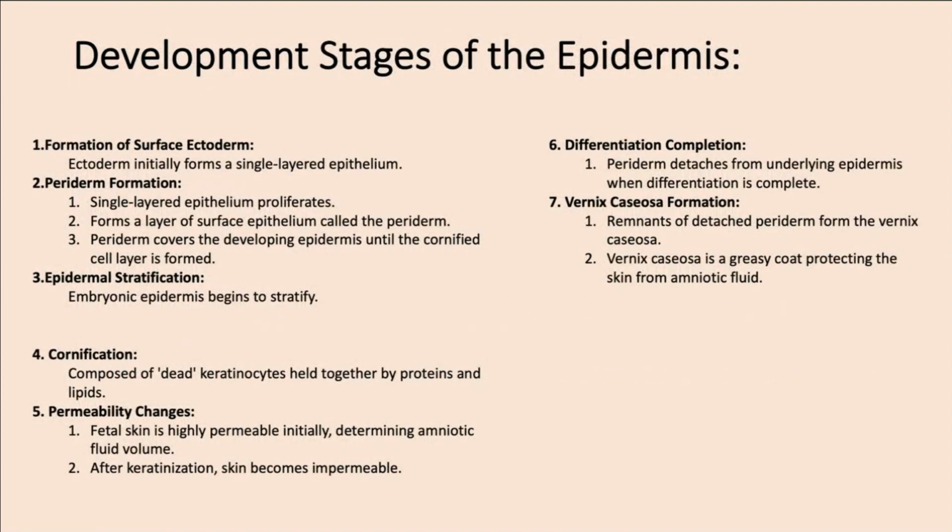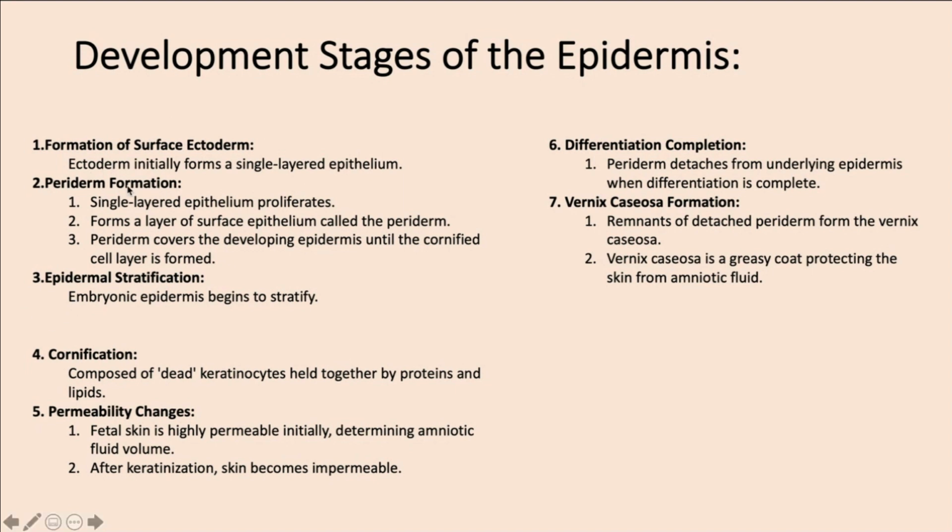Now, the developmental stages of the epidermis. So how does the epidermis actually develop? And then we've got the hair follicles, and then we're done with the syllabus point. So the formation of surface ectoderm. The ectoderm initially forms a single layered epithelium. Okay, so single layered, similar to the first vertebrate that we spoke of, that only has a single layer of cells in the epithelium. So that is how the epidermis first formed. It came from the ectoderm and was a single layered epithelium.